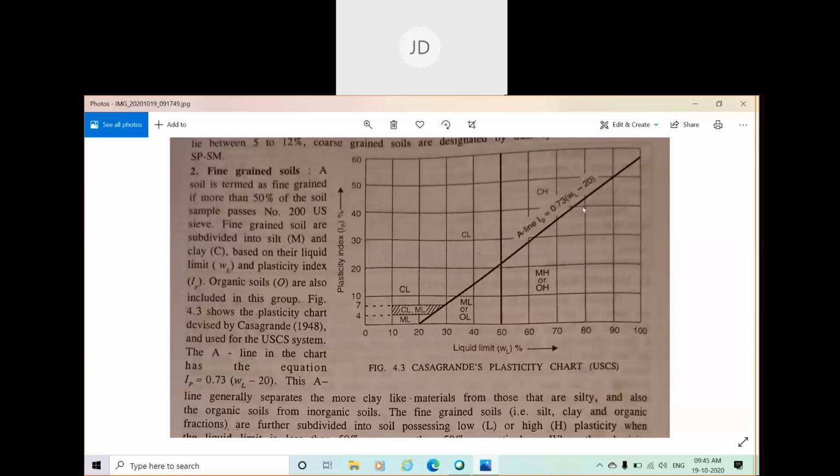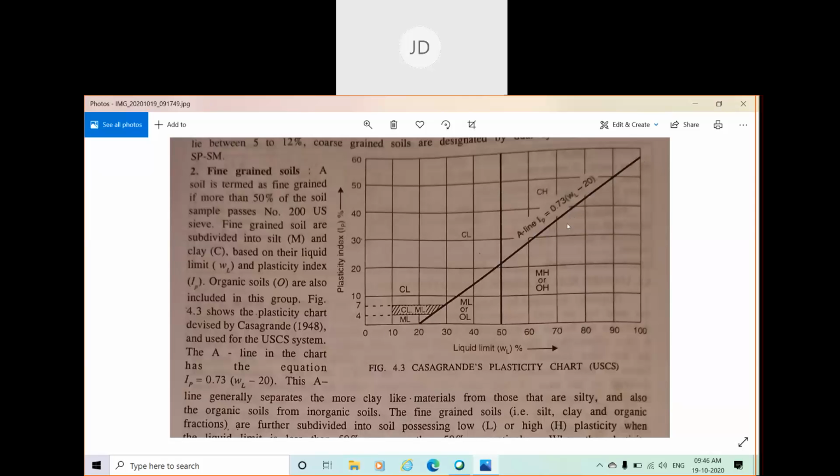Okay, and the equation of this line is what? IP, that is plasticity index, equals 0.073 within bracket liquid limit minus 20. Okay, it's a very important formula. It is an important equation. Try to remember. In some exams, it is usually asked. This equation IP equals 0.73 within bracket liquid limit minus 20. Now you can see it is starting from this point 20, and it is inclined going in this direction.